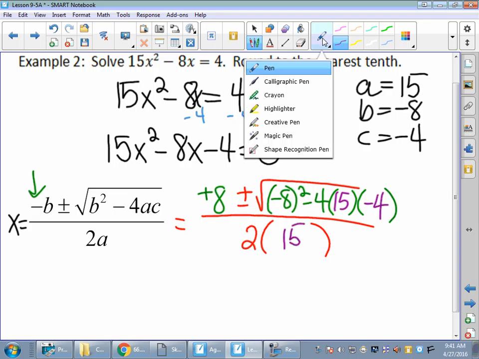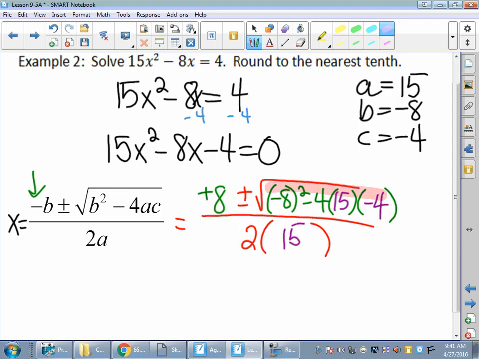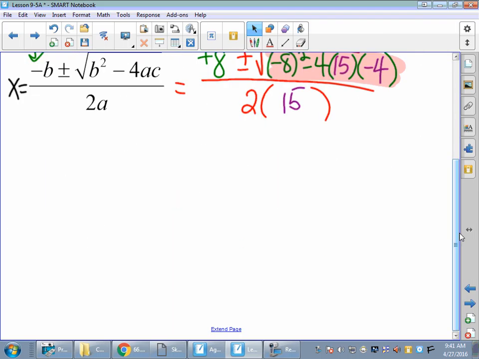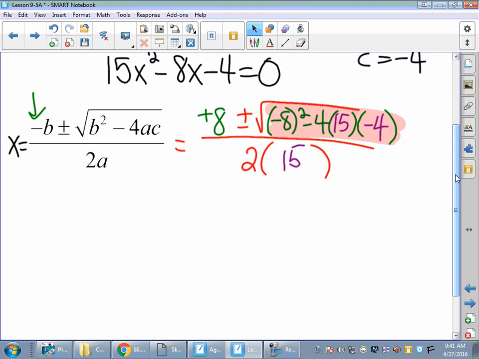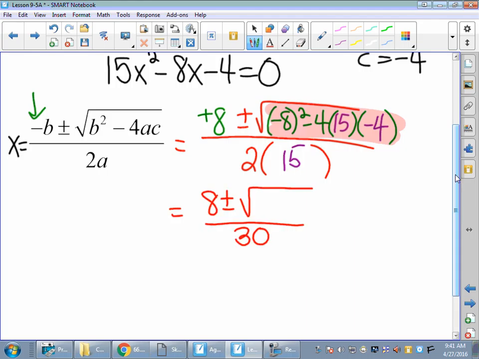So again, we're going to start by doing just under the radical. Make that a rule. Always do what's under the square root. Worry about the square root sign after. So this time, remember when you square -8, you get a +64 minus 4 times 15 times -4. When I did this math, I got 8 plus or minus the square root of, what do you get underneath that square root sign? I got a 304. Tell me if I'm wrong on that one. And then notice that's all over 30 because I did the math 2 times 15. Is 304 a perfect square?